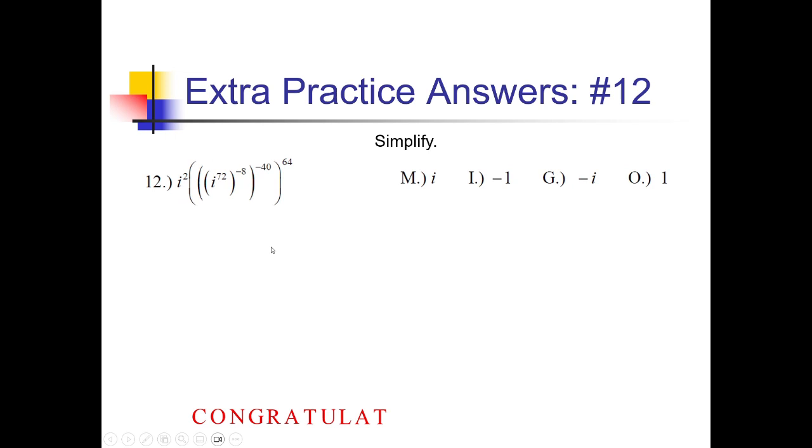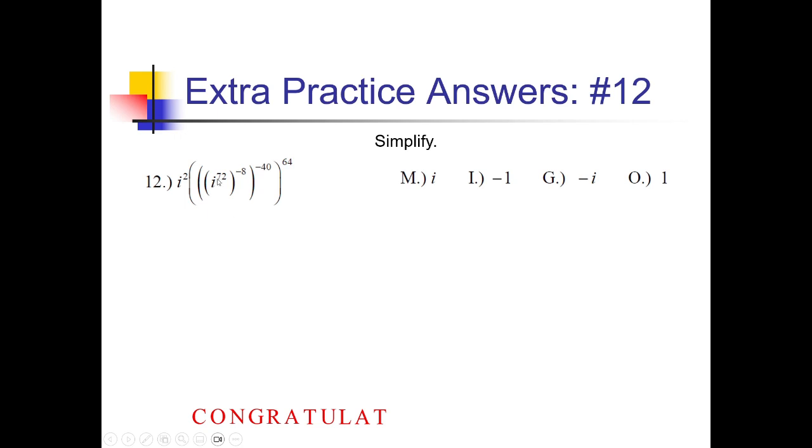For this problem, you could end up doing a lot more work than you need to if you start multiplying these exponents together, which is what you could do. 72 times negative 8 times negative 40 times 64. There is a craftier way to do this, though. So 72 is kind of a big power of i. I'm actually going to simplify that to something between 0 and 3 before I do any of this other craziness.